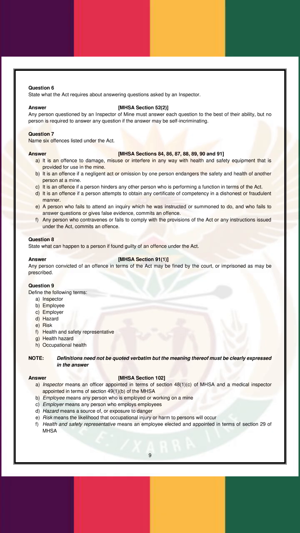Question 7. Name 6 offenses listed under the Act. It is an offense to damage, misuse or interfere in any way with health and safety equipment that is provided for use in the mine. It is an offense if a negligent act or omission by one person endangers the safety and health of another person at a mine. It is an offense if a person hinders any other person who is performing a function in terms of the Act.